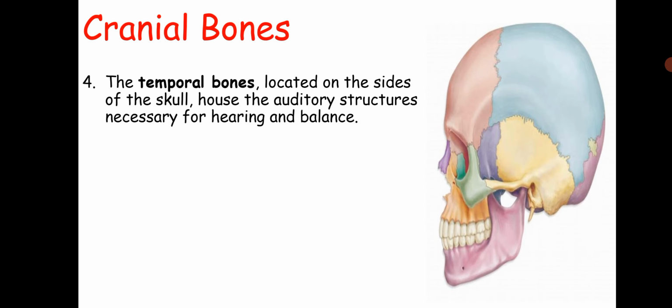Further talking about cranial bones, we have the temporal bone. Here you can see in the diagram the yellow color bone is the temporal bone. It is located on the sides of the skull. As you can see there, it houses the auditory structures necessary for hearing and balance.